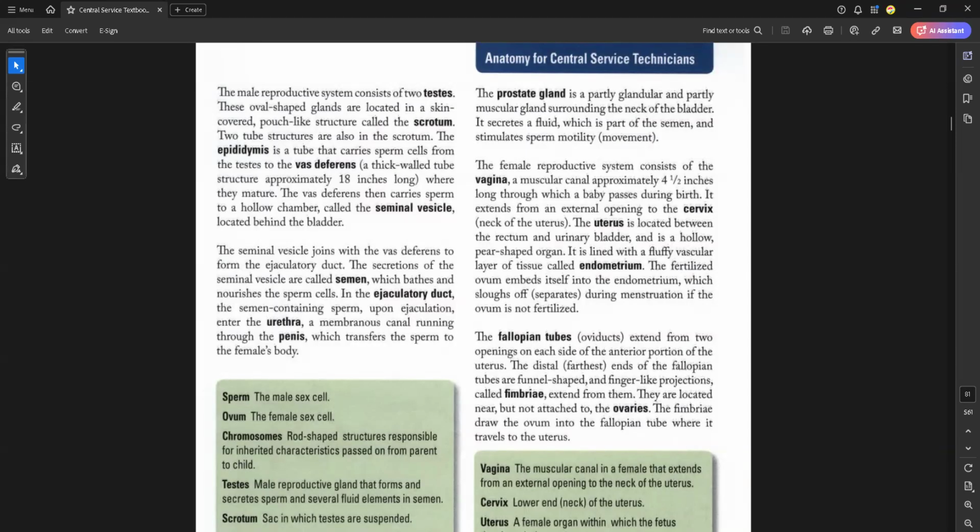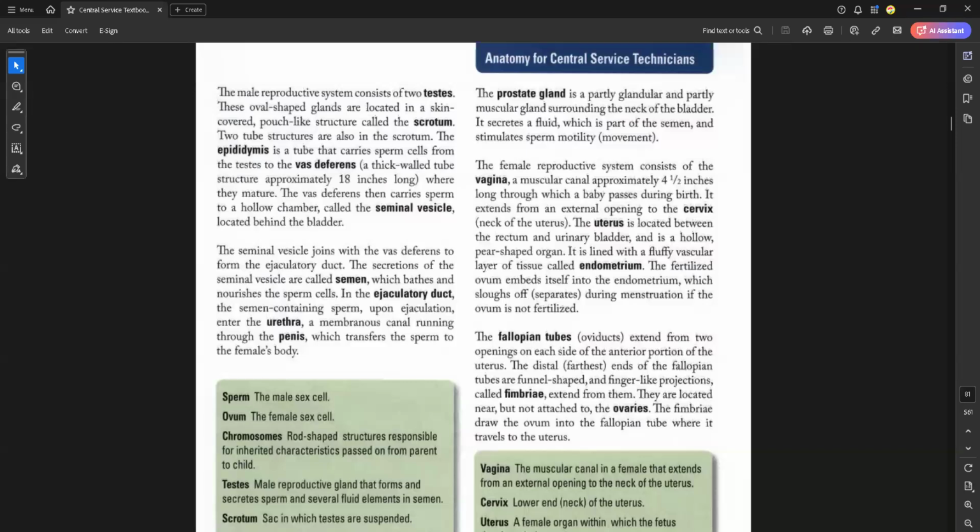So the seminal vesicle, I'm reading the next paragraph. The seminal vesicle joins with the vas deferens to form the ejaculatory duct. The semen. What you see is actually called the semen. You cannot see the sperm. These are microscopic. But of course, the sperm must be carried in the semen into the vagina. So during sexual intercourse, that's what happens.